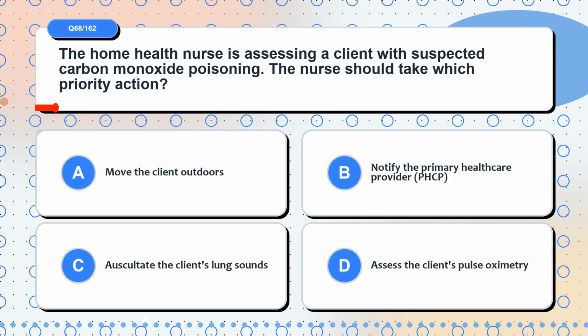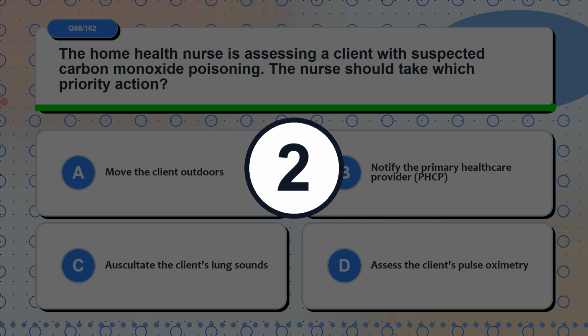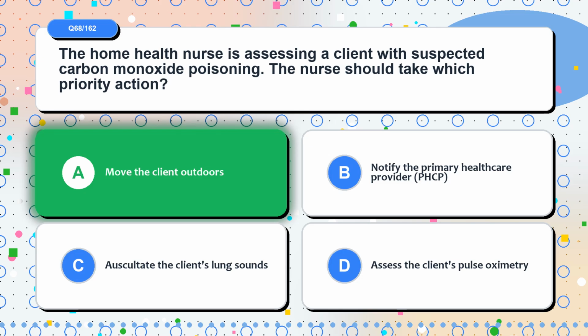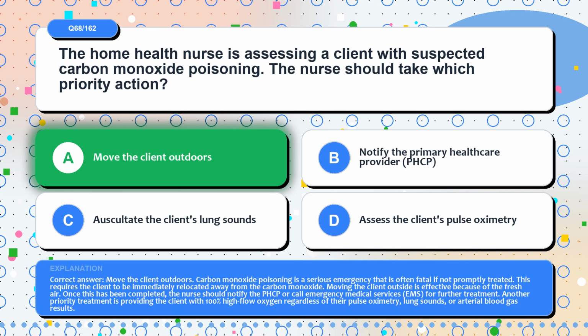Question 68. The home health nurse is assessing a client with suspected carbon monoxide poisoning. The nurse should take which priority action? Option A: move the client outdoors. Option B: notify the primary healthcare provider, PHCP. Option C: auscultate the client's lung sounds. Option D: assess the client's pulse oximetry. The correct answer is option A: move the client outdoors.